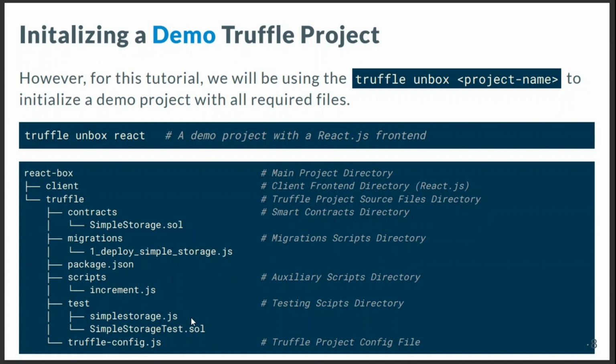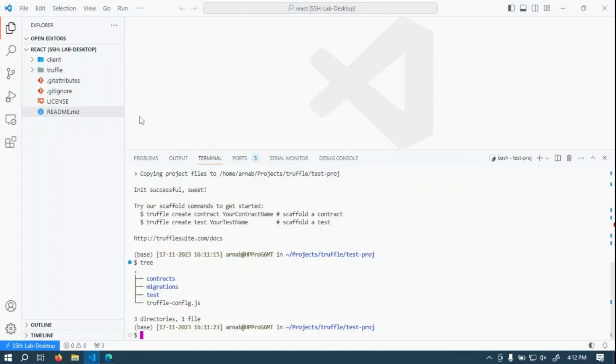Of course, we cannot move on with an empty project for our tutorial. So we'll be using a preloaded project using the truffle unbox command. With the unbox command, we specify a predefined project name, and using the project name, it will load that whole project onto our project directory. It's similar to git clone. Okay, so I have already done that, and we are already in this folder called React.